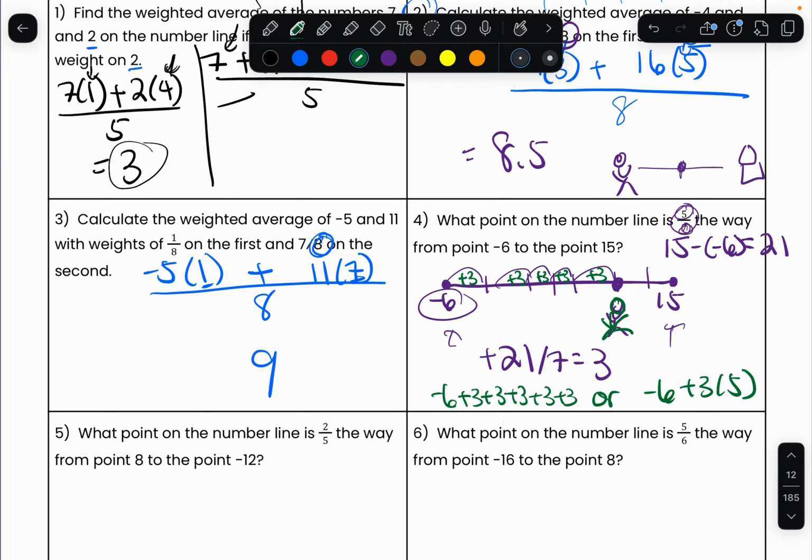Please note that plus 3 so many times is the same right here. You just plus 3, 5 times. If you go ahead and calculate this, your answer here will also be 9. So where this little person is, 5/7 of the way from -6 to 15, it's going to be at 9 as well.